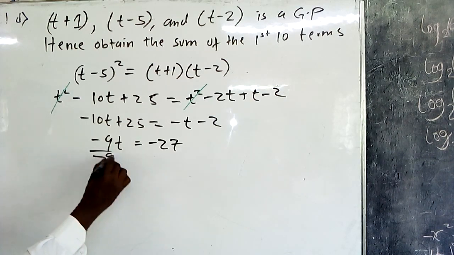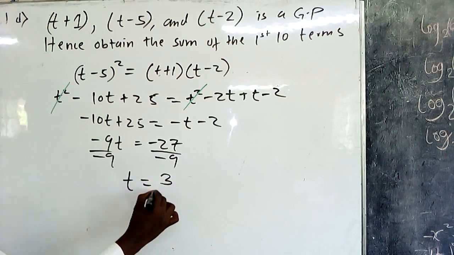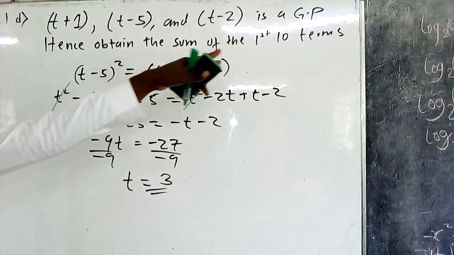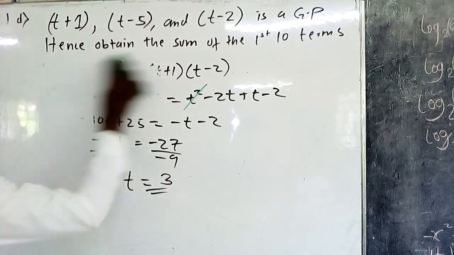So for you to get t, you divide both sides by negative 9. You get t to be 3. After getting t to be 3, you are told to find the value of t first, isn't it? Then after obtaining the value of t, you are told, hence obtain the sum of the first 10 terms, isn't it? So for you to get the sum of the first 10 terms, first of all, we found our t to be 3. Let us record that.